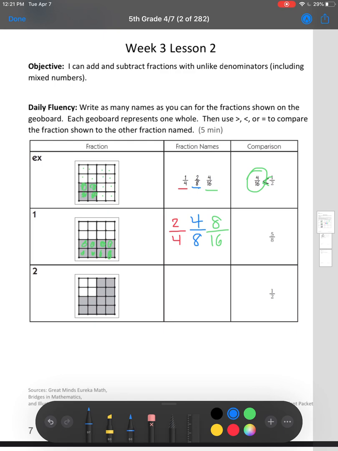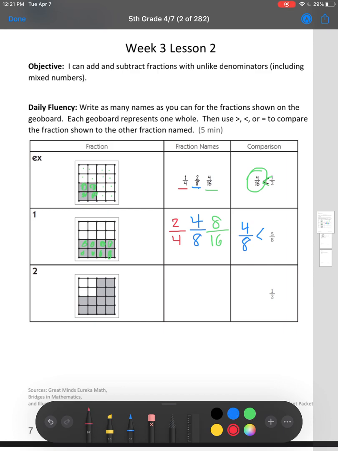So if they're using 8ths here, I'm going to compare this to 4/8. 4/8 and 5/8. Well, that's pretty easy to see right there because they have the same denominator. So I know that 4/8 is less than 5/8.